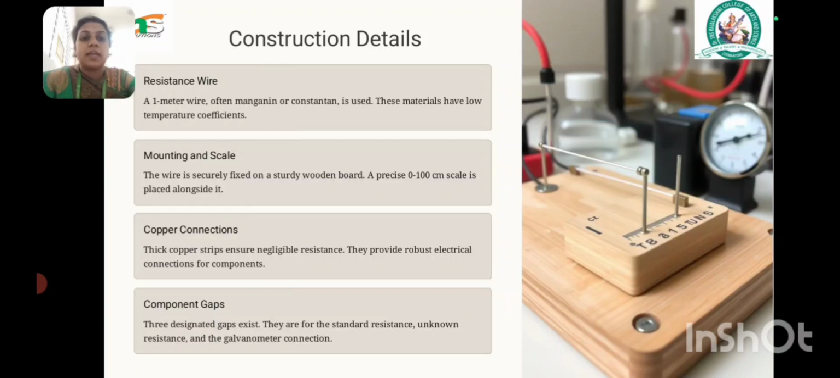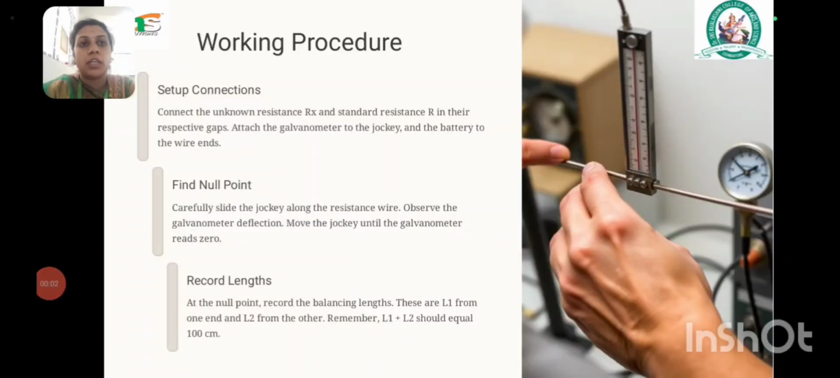And then component gaps. Three gaps exist: the standard resistance, the unknown resistance and the galvanometer connections. So three variables we have to use: first the resistance, then the unknown resistance and the galvanometer. Next, the working procedure: set up connections, find the null point and record the length.